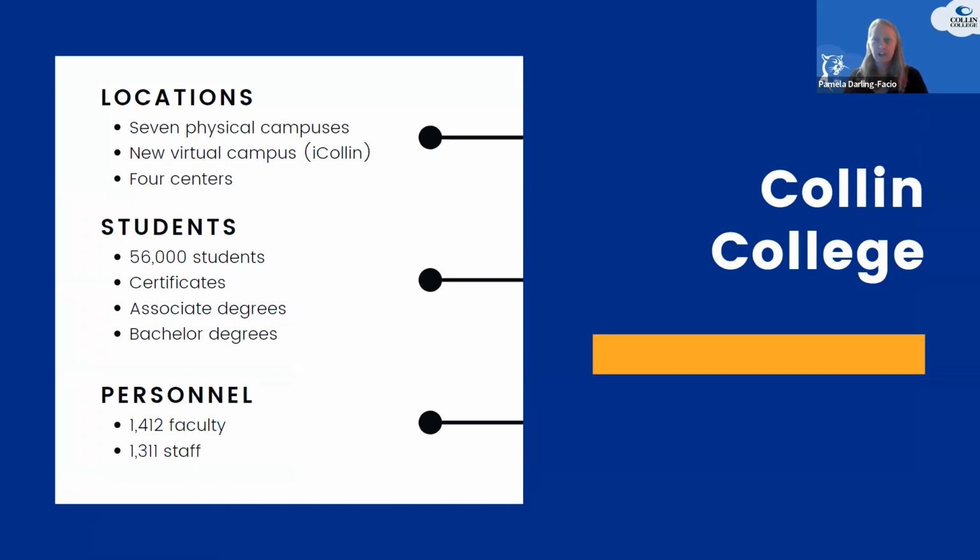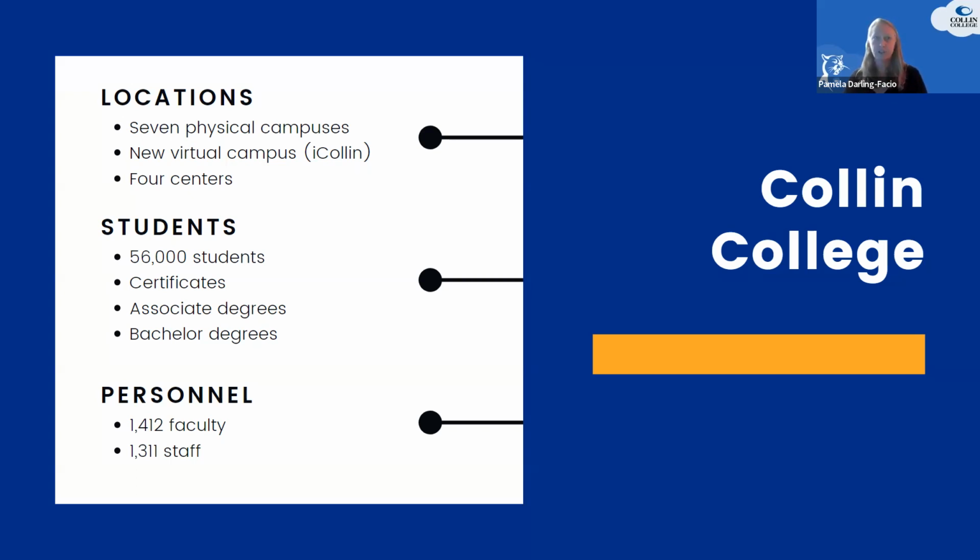So a little bit about Collin College. Collin College has 7 physical campuses. In the fall of 2021, we opened our virtual campus called iCollin. We offer all of our online courses now through iCollin. We only have 25 full-time faculty members in the virtual campus, but we utilize a lot of our other full-time faculty to teach our online classes, and they become part of the virtual campus through that process.